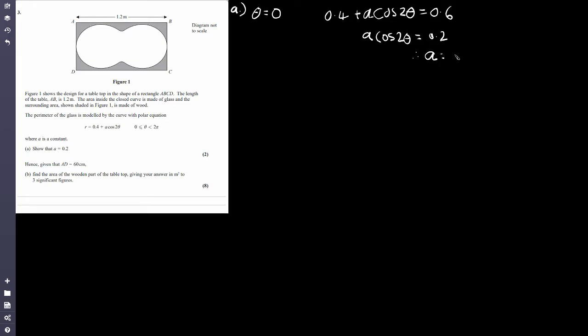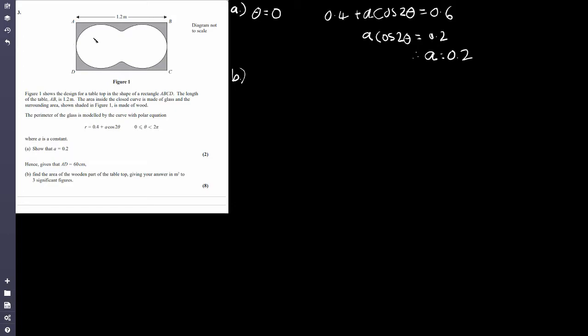And there we have it, that's a nice easy 2 marks to start this question off, so 0.2. Okay, so that's part A done. Let's jump into part B now. So there's a bit more going on with part B here. So we're given that the length AD is equal to 60 centimetres. So this length here is 60 centimetres.